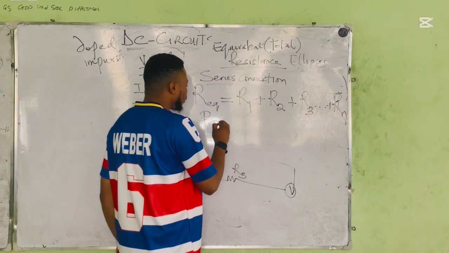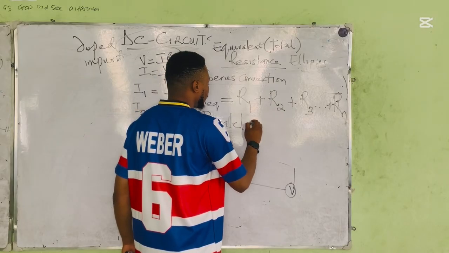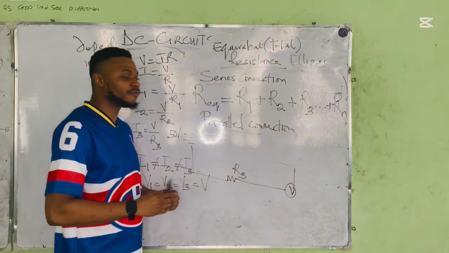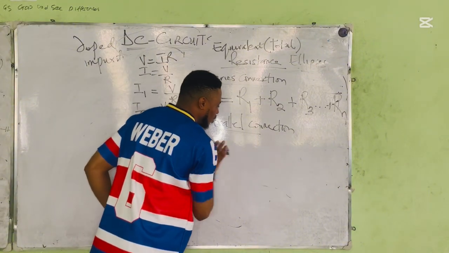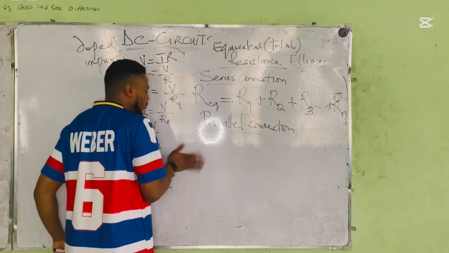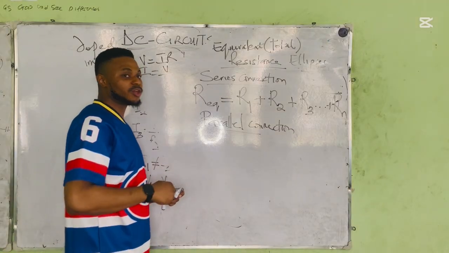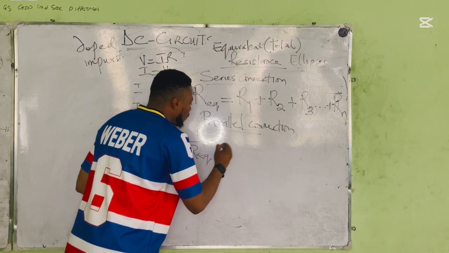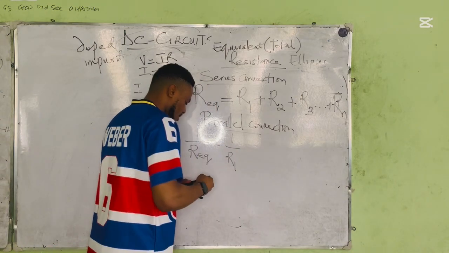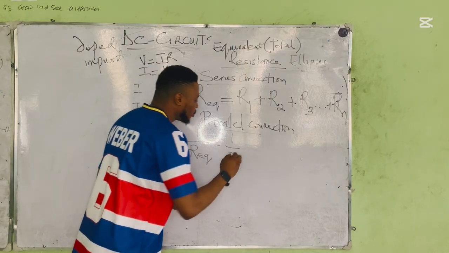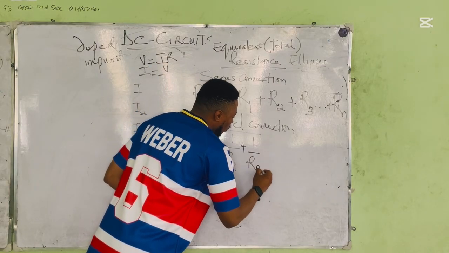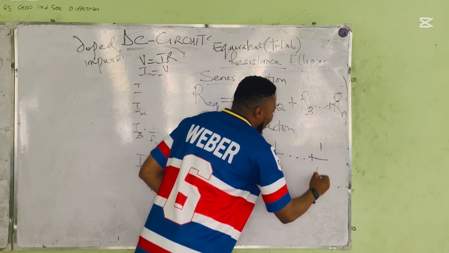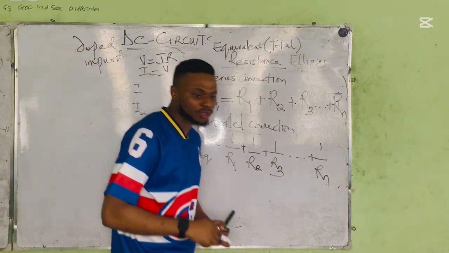Now if we have parallel connection, it's a different ball game. To get the equivalent resistance is different, but it's not difficult. So for parallel connection, we have 1 over Req will now be equal to 1 over R1 plus 1 over R2 plus 1 over R3 plus 1 over Rn.